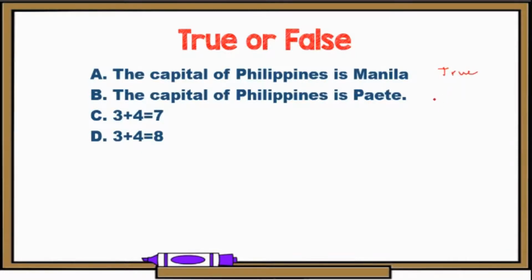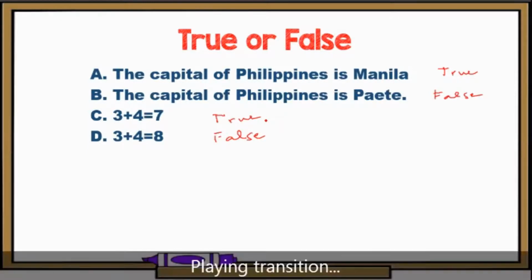The capital of Philippines is Paite. Is this true or false? Alright, this is false. Next, 3 plus 4 is equal to 7. Again, this is true. And finally, 3 plus 4 is equal to 8. This is false. Now, let's move forward to the next slide.